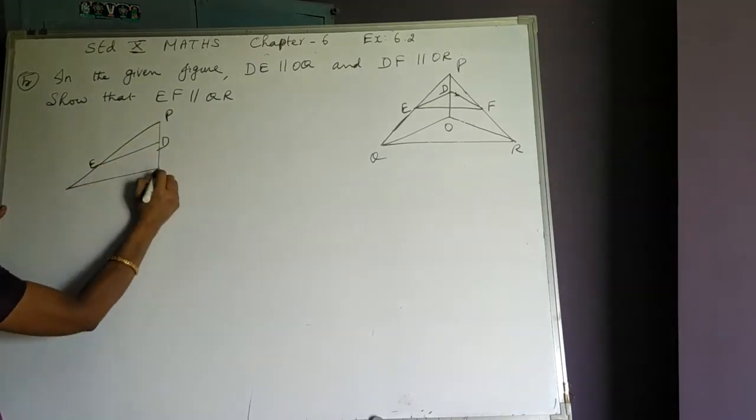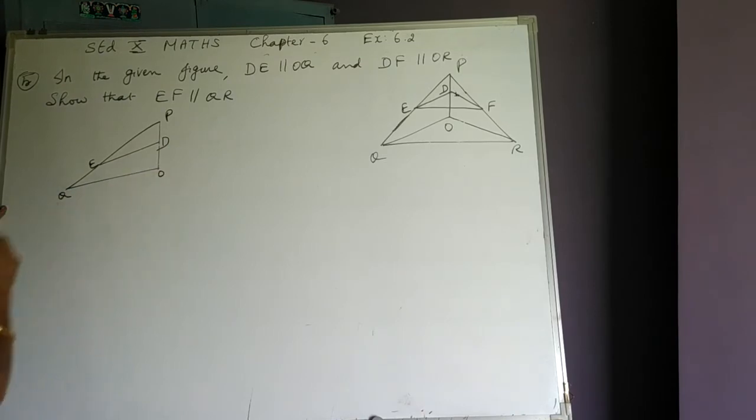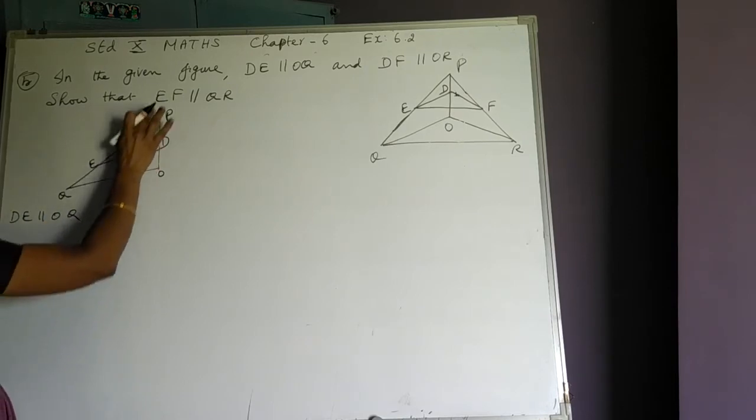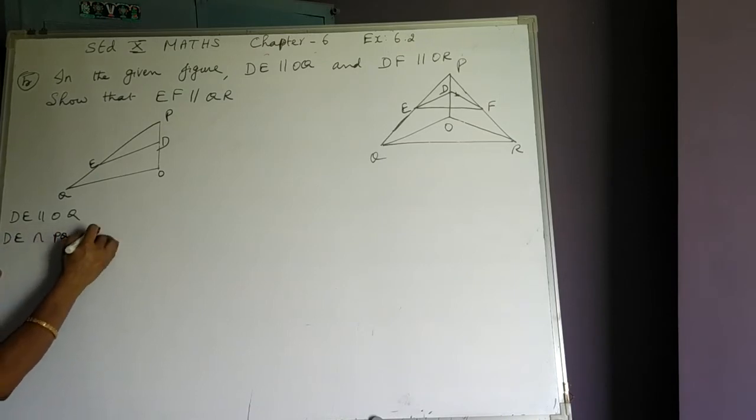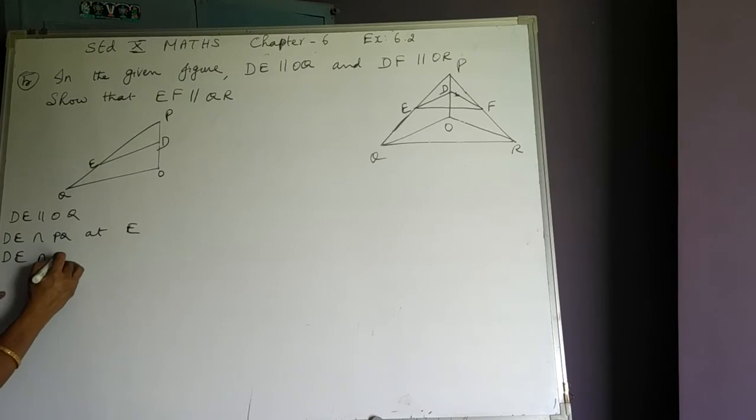DE is parallel to OQ. Therefore, DE is parallel to OQ and DE intersects PQ. DE intersects PQ at E and DE intersects OP at D.